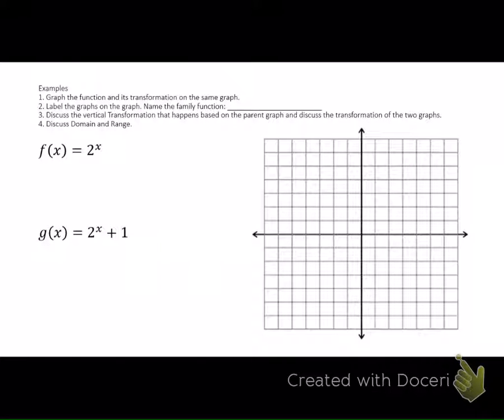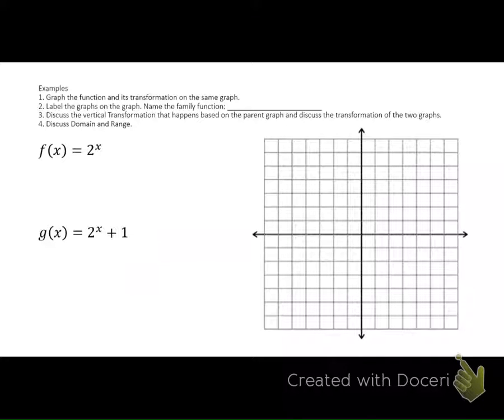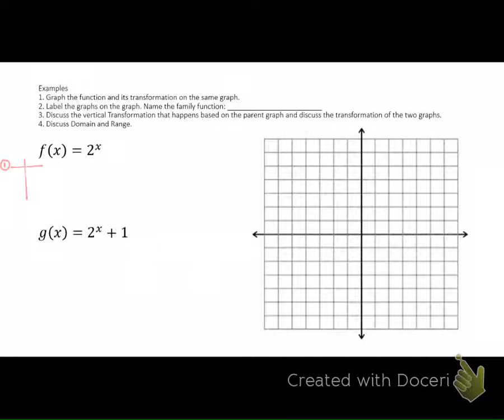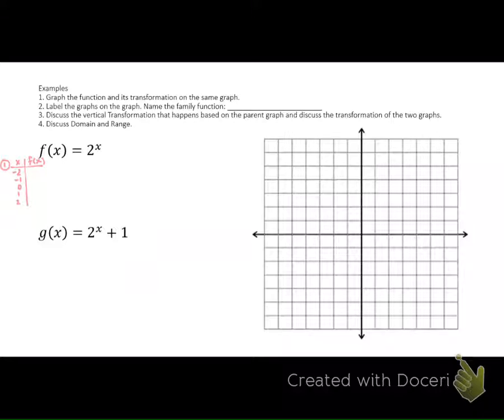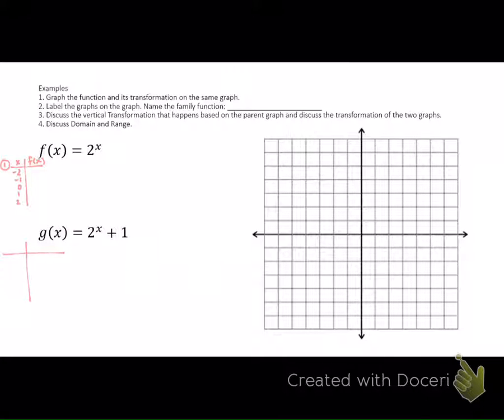You may go back, Alb. Are you good? Okay. So it says graph the function and its transformation. So graph the function and its transformation on the graph. So first we're going to make a table. So -2, -1, 0, 1, and 2. So you guys can plug those into your calculators if you would like to. And then go ahead and make the table for g of x as well while you're at it.